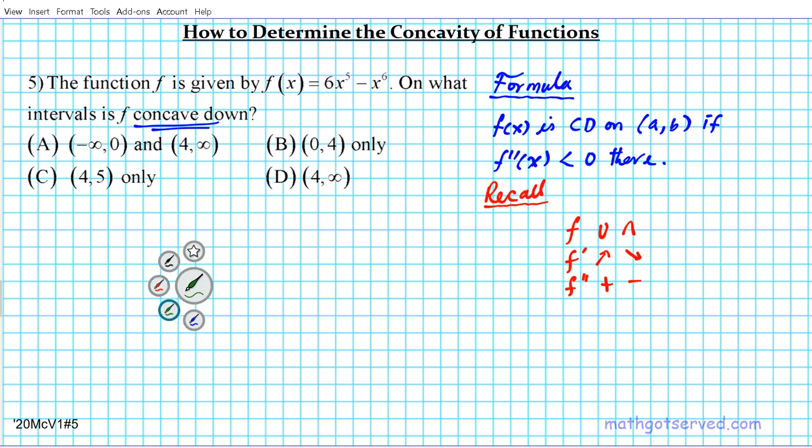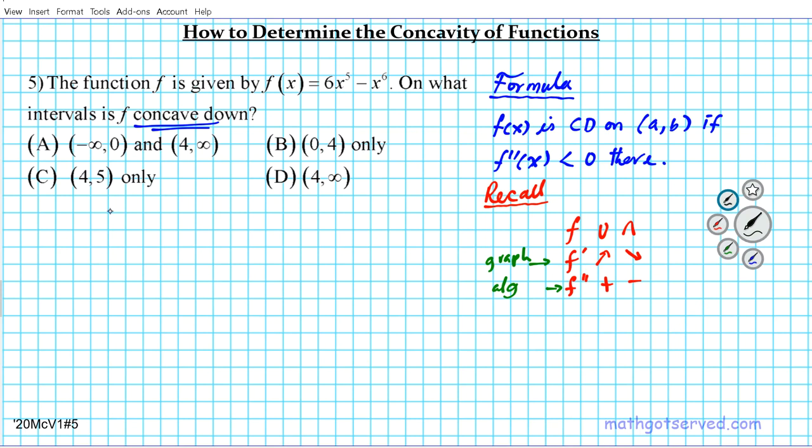Alrighty, so remember this one: use f double prime algebraically, and then use f prime graphically when you are finding the concavity. F double prime, you can use algebra or graph, it doesn't really matter, but this is faster for algebra, okay?